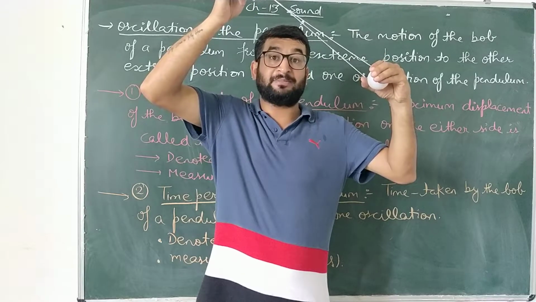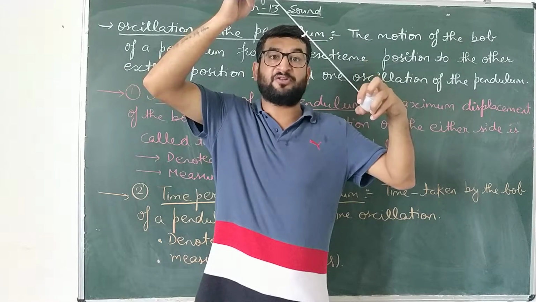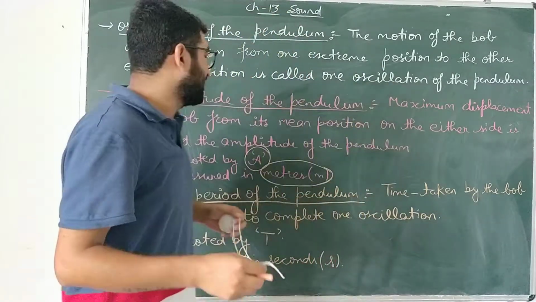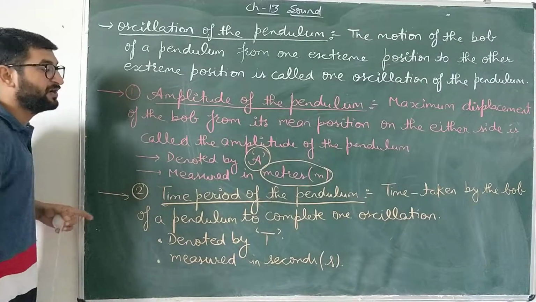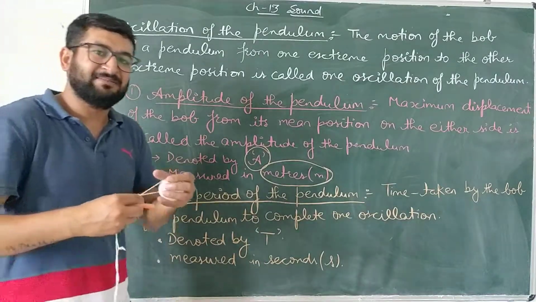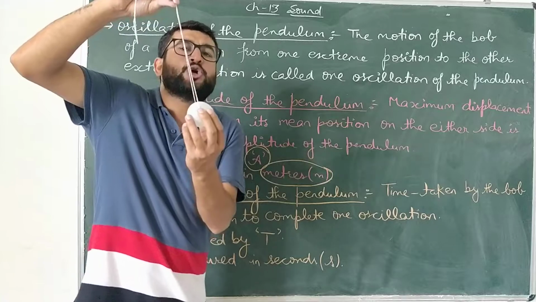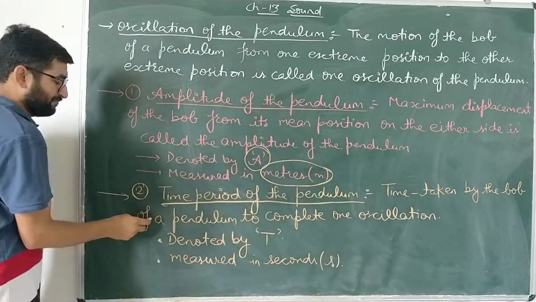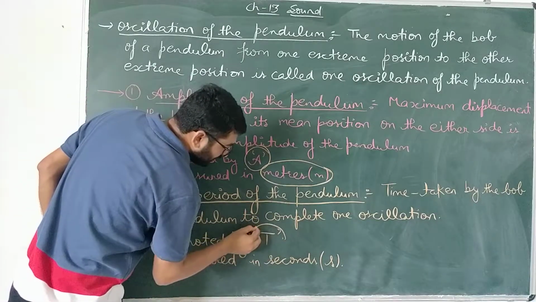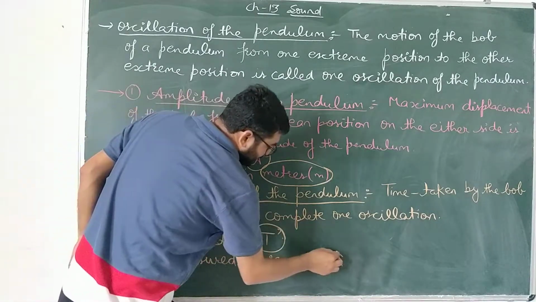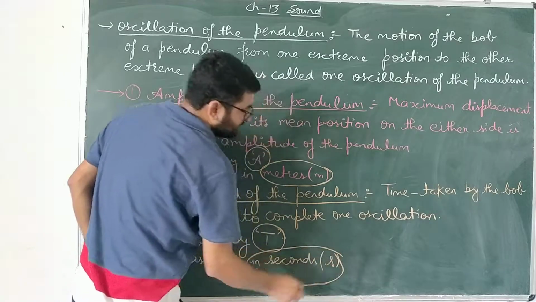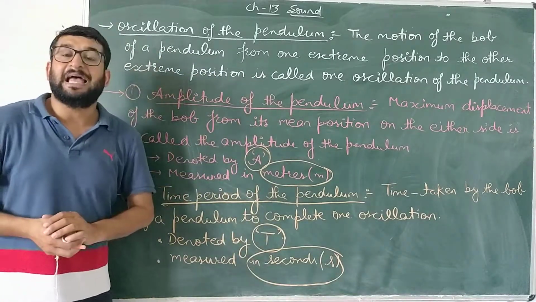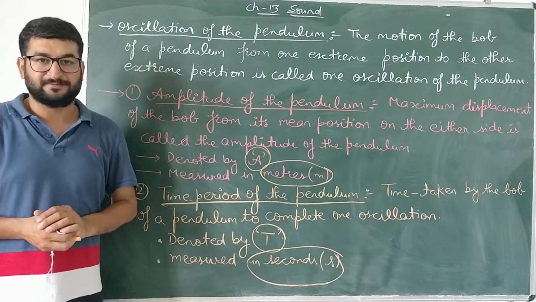ये एक एक्सट्रीम पोजीशन है बच्चे, यहां से दूसरी एक्सट्रीम पोजीशन पे जा रहा है और वहां पर वापस आ रहा है. जितना टाइम इसमें लगेगा, दैट टाइम इज नोन एज टाइम पीरियड ऑफ द पेंडुलम. The time taken by the bob to complete one oscillation is known as time period. It is denoted by capital T, and its SI unit of measurement is seconds. So that is the term amplitude and time period.